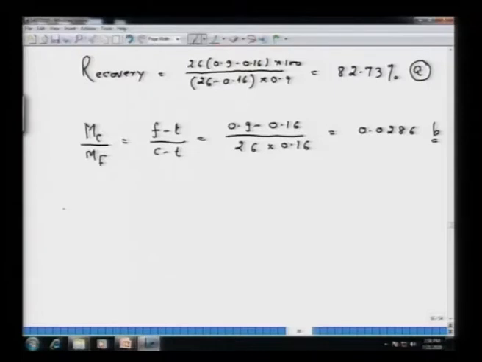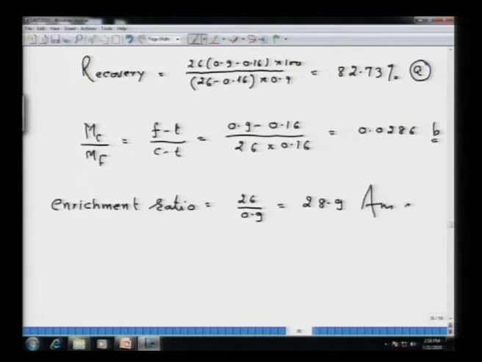Now, enrichment ratio simply becomes the grade of the concentrate divided by the grade of the feed. So, that will be equal to 26 upon 0.9. So, the enrichment ratio is 28.9. That is the answer for C. Now, let us see problem number 2. Problem number 2 is as such.